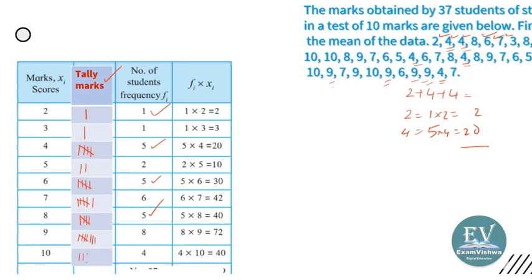I'm not taking much time because the video should be short. There are 4 tens. Okay, so you got it, and if you total this it will become 37. We have marked Fi over here, Xi over here, which is denoting the frequency and the score. If you multiply that just like here, you will get the total.